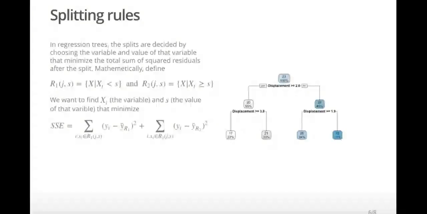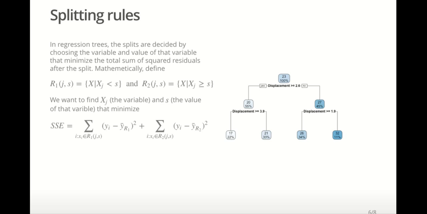I'm sure by now you are wondering how we decide to make the best splits in the tree. We have two goals. One, make the observations within each node as similar as possible, and two, make the nodes different from one another. We will do this by finding the split that minimizes the sum of the squared residuals, shown in the bottom equation on the left.